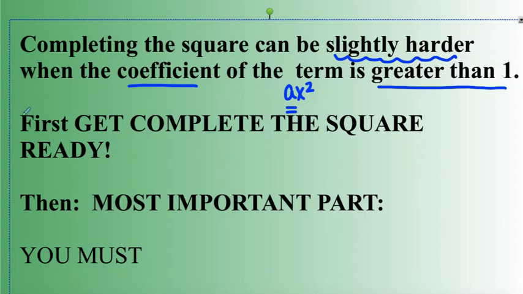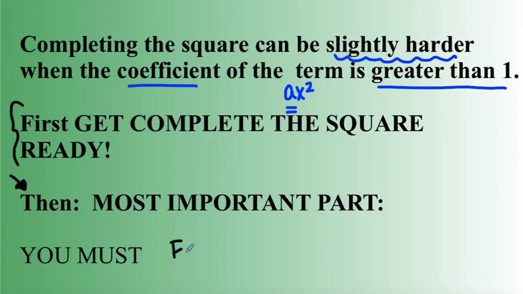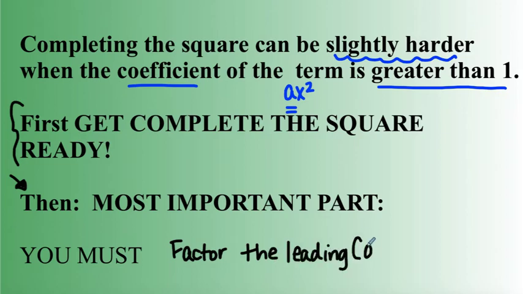Now, the process is still the same, except we have to do one more thing, okay? First, we still just want to get it complete the square ready by bringing the constant to the other side. But then comes this most important part. You have to factor out the leading coefficient. And I'm going to show you how to do that, okay? That is the most important part. And you only have to do this when the x squared term is greater than 1. Leading coefficient, okay? You have to factor out the leading coefficient. So let me show you.